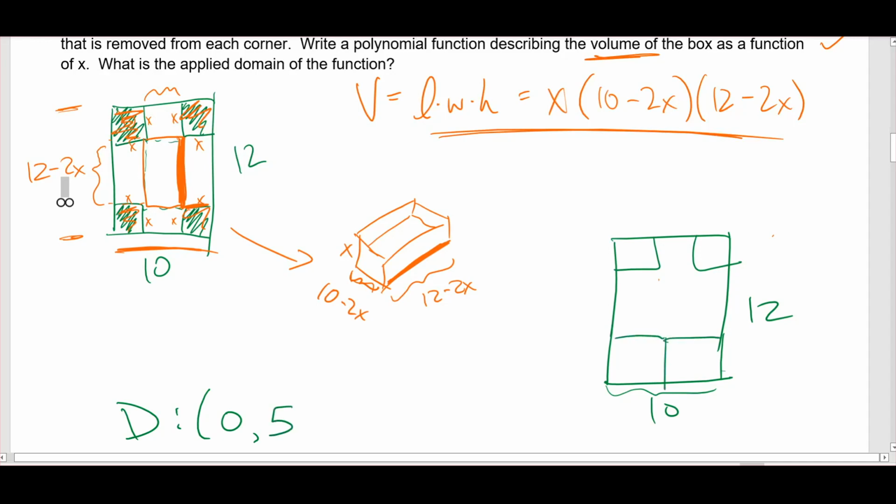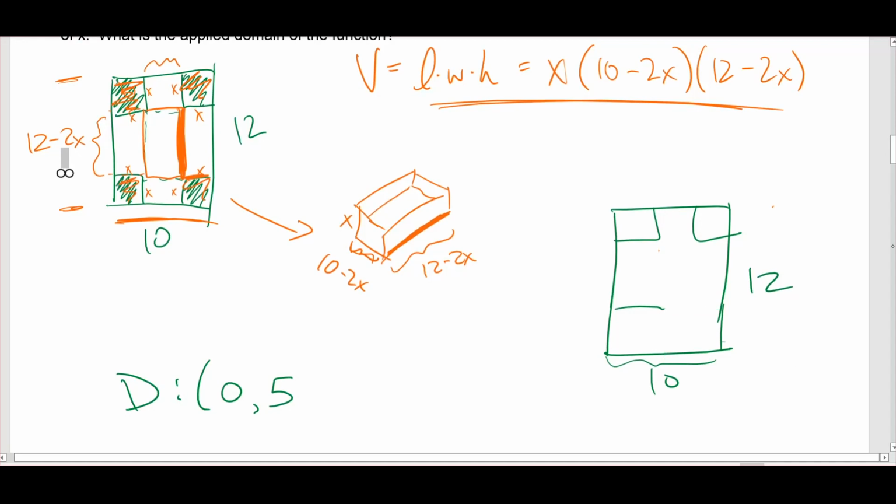So 5. In the other direction, we can think about it in the other direction too, right? But the maximum we'd be able to cut there is 6. But we want to think about the lower of the upper boundaries here. So if I cut off 5 inches, what's going to happen? Well, I'm cutting everything, right? So then we're not going to even have a box. We're just going to have a little sliver of cardboard here, right?